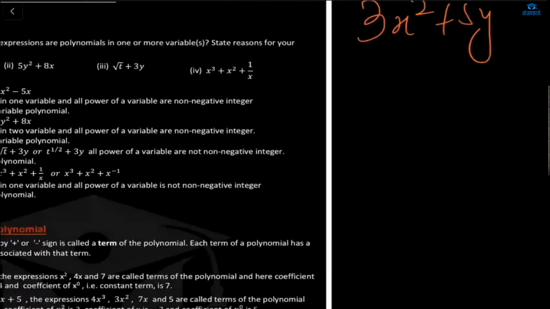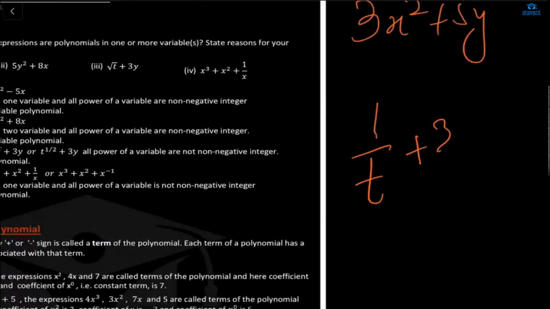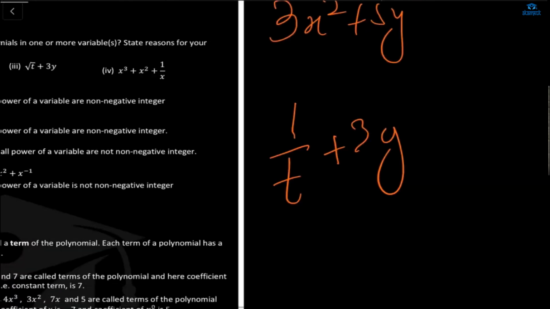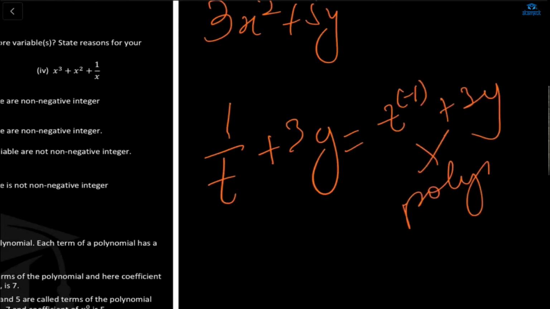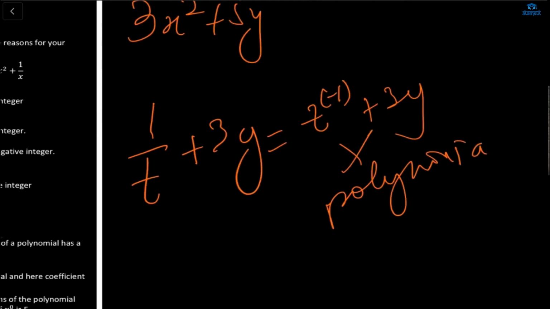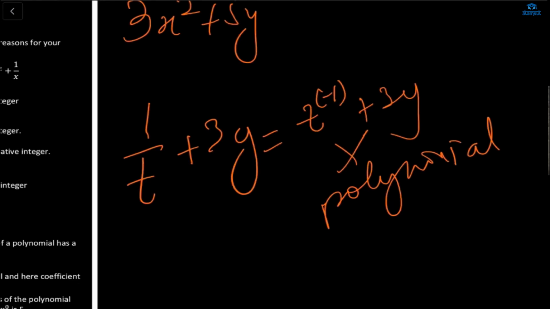Similarly, if I write, for example, 1 by t plus 3y, it is also not a polynomial because this will be equal to t to the power minus 1 plus 3y. So it is not a polynomial. Understood? Any doubt in what is a polynomial, Advika? Yes, ma'am. Ma'am, so any polynomial should have only two terms, right? Your voice is not clear. Can you repeat your question, Advika?